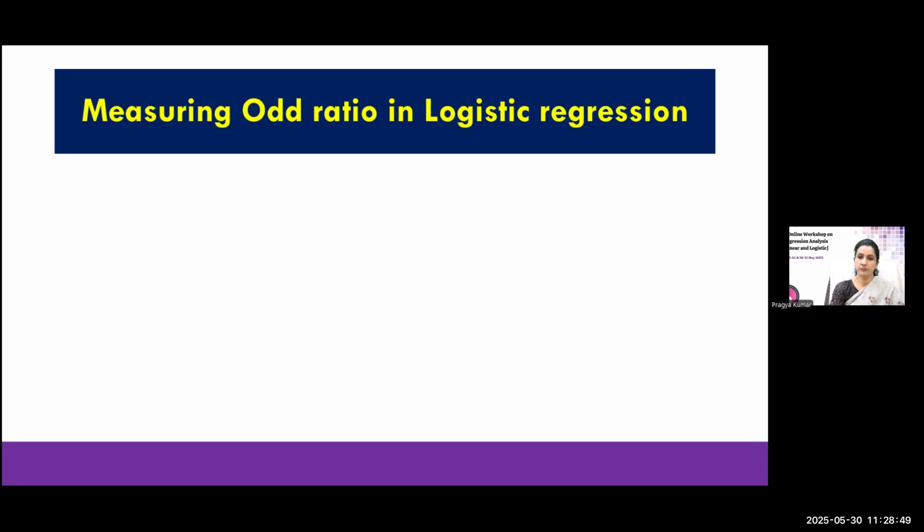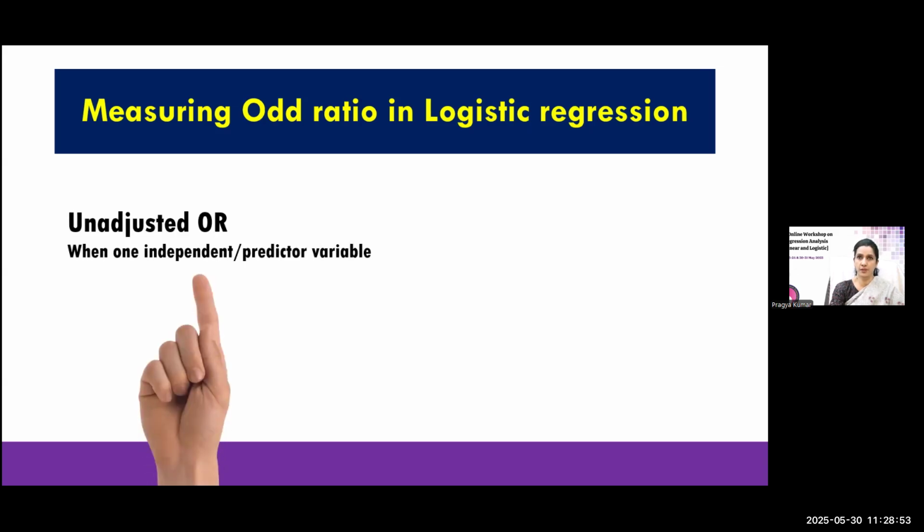Now, I said that in logistic regression, the outcome will be in the form of an odds ratio. There are two types of odds ratio. One is the unadjusted odds ratio.